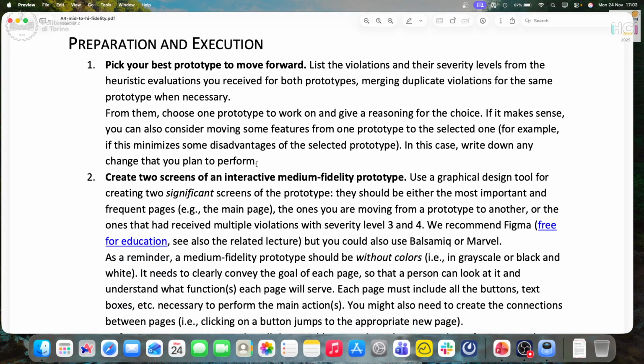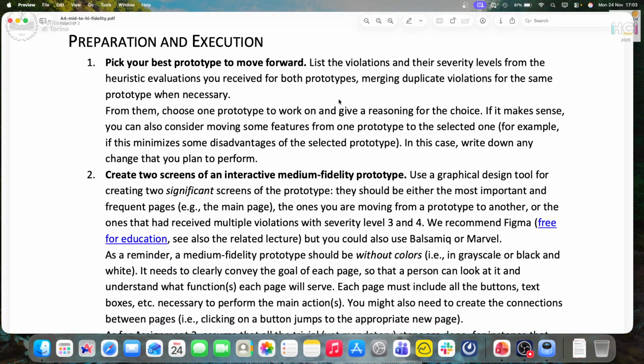So in practice, what it means. First, you take all the violations, you read the evaluation you received, you read the violations, and if you've received more than 1 evaluation per prototype, you put them together. So that you have 1 list of violations for prototype 1 and 1 single list of violations for prototype 2. And if there are duplicate violations, you can merge them. So you end up with 1 single list per prototype.